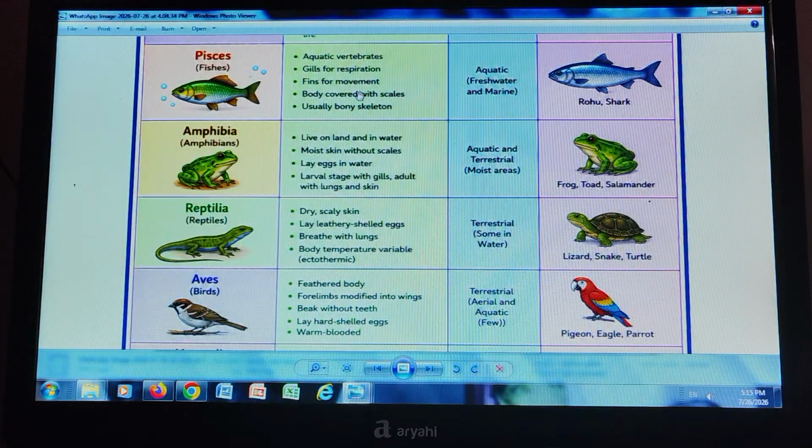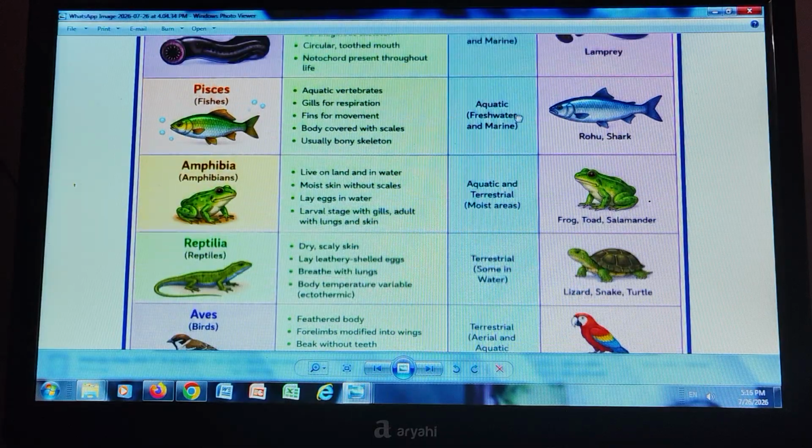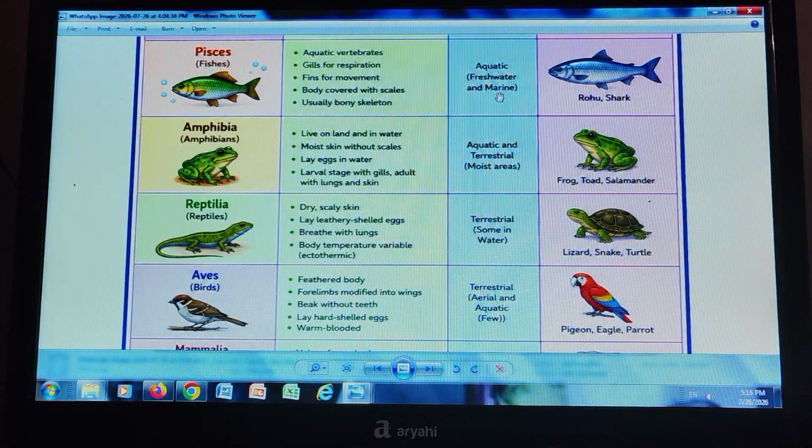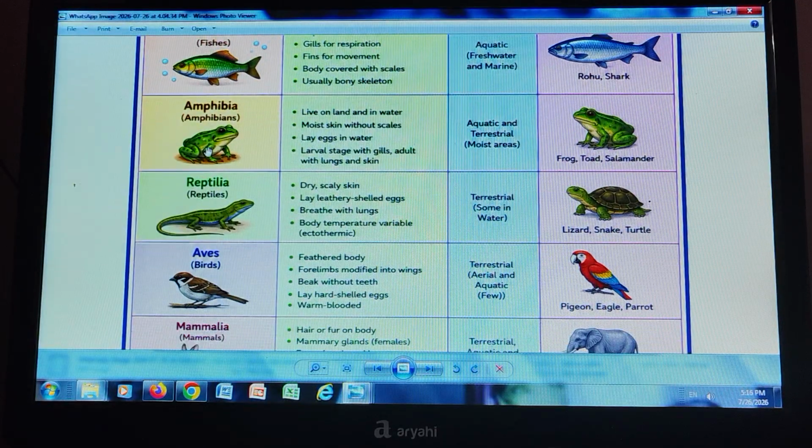They have notochord or vertebral column. Then Pisces, if you see, first chordates we come from aquatic. So the aquatic vertebrates, gills are there for respiration, fins are there for movement, body is covered with scales. Remember, usually they have the bony skeleton, right? And then another one, habitat. Mostly they are aquatic, marine or freshwater. Examples are rohu and shark. So these five features I'm explaining.